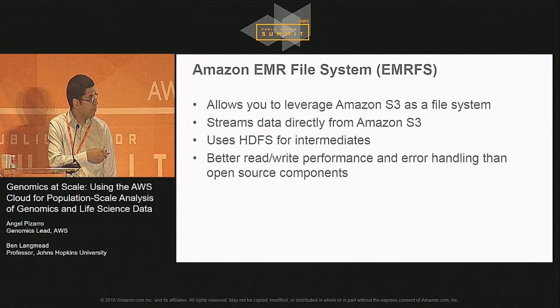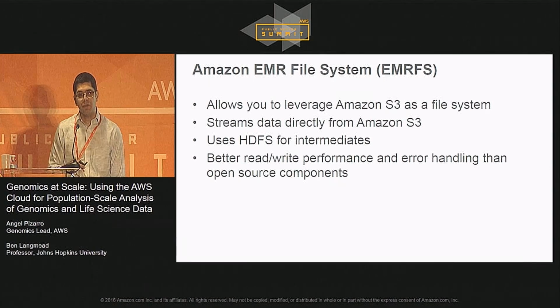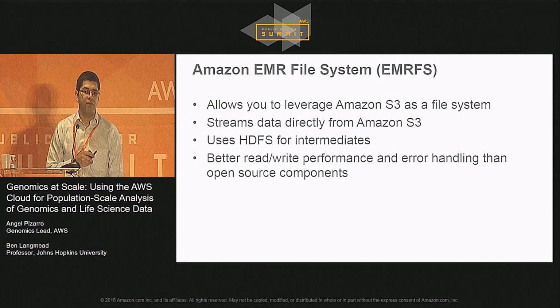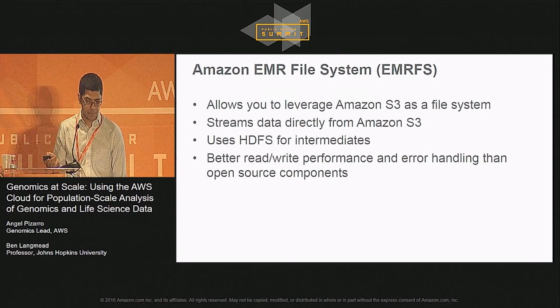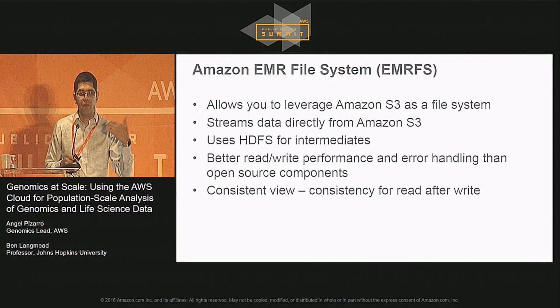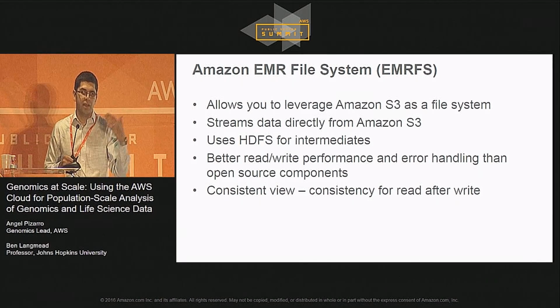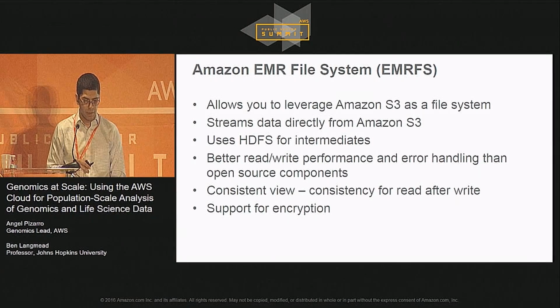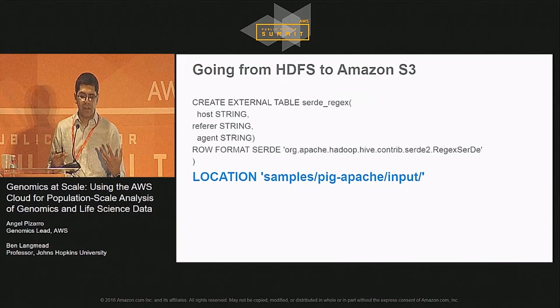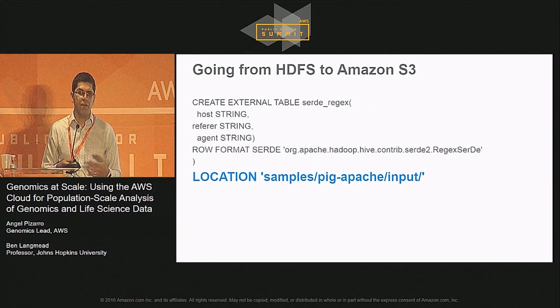Within this, it's assumed that EMRFS is specific to EMR, right? It's right there in the name. There are open source alternatives that do use S3 as a backing HDFS file system. We've done a lot of work with EMRFS to make sure it works with our infrastructure resiliently and performantly. It has a consistent view, which means that when you write something, you can define that it will be there when you request it. And it has support for encryption and fast listing of objects. So what does it mean to actually use EMRFS in practice?